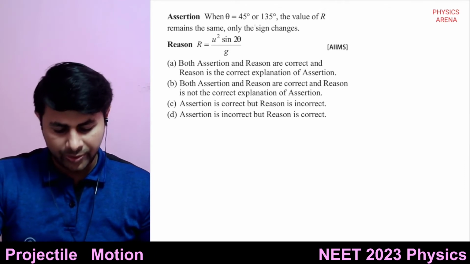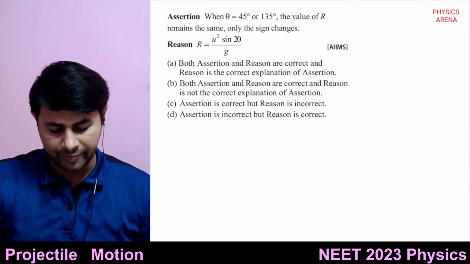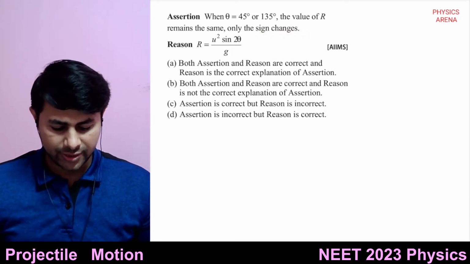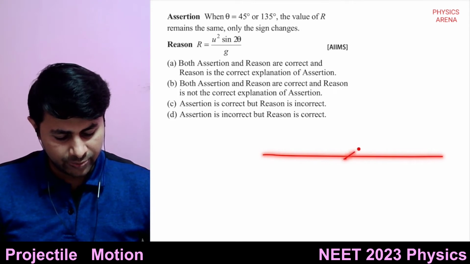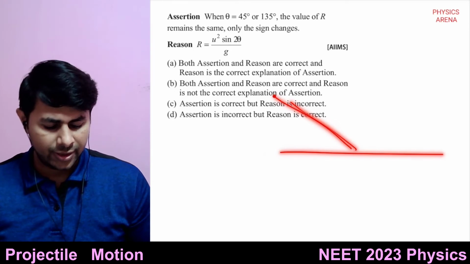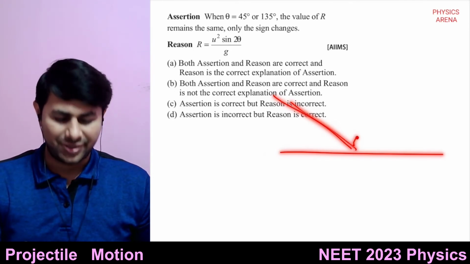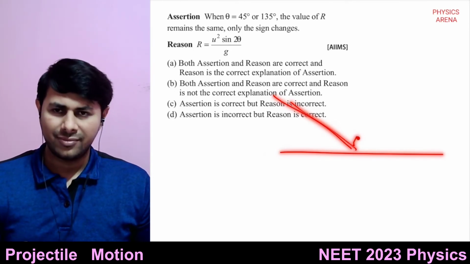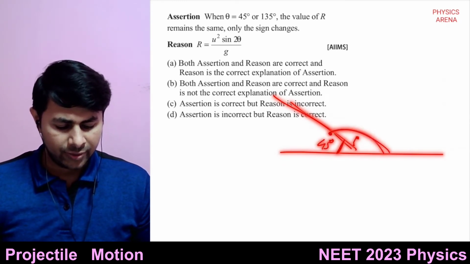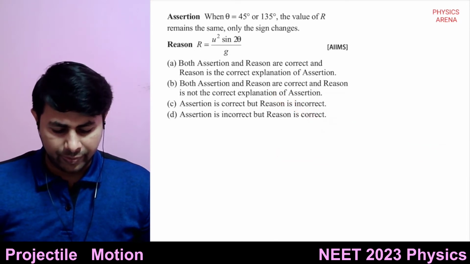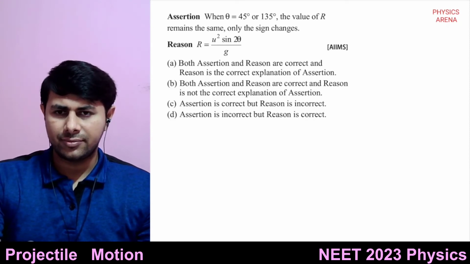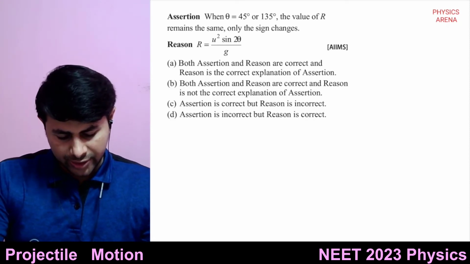When theta is 45 or 135, the value of R remains the same; only the sign changes. This is like common sense. Theta is 45, and theta is 135, which will be in just the opposite direction. So the range will remain the same. Both are correct, sir. So which is the answer?